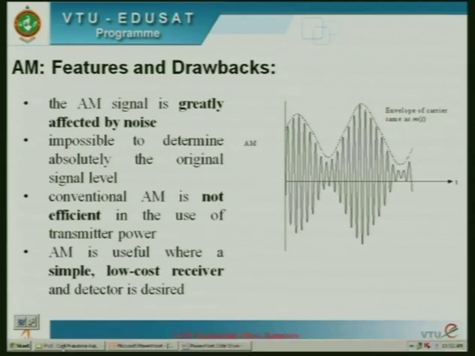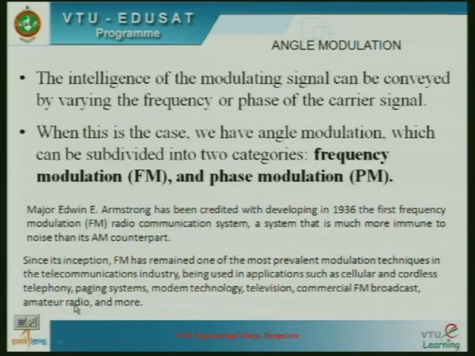Let us now understand the meaning of angle modulation. Angle modulation is called so because there are two factors involved in this process: one is frequency modulation, the other one is phase modulation. Both these modulations are now classified under a category called angle modulation. Earlier it was amplitude modulation, now we are talking about angle modulation.